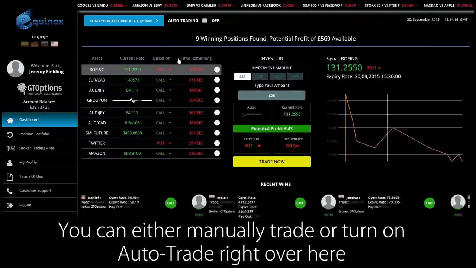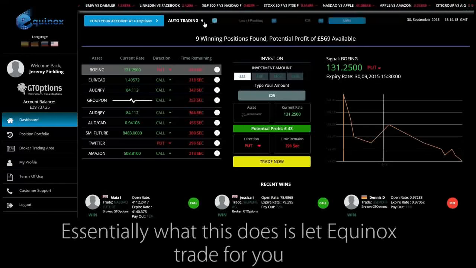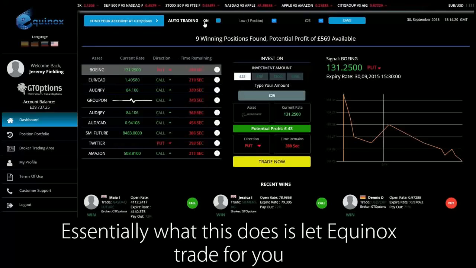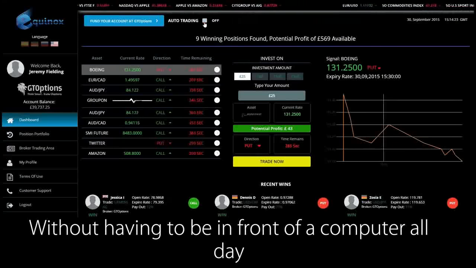So, you can either manually trade or turn on auto trade right over here. Essentially, what this does is let Equinox trade for you without having to be in front of your computer all day.